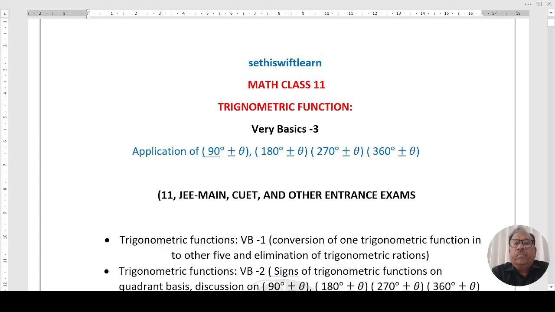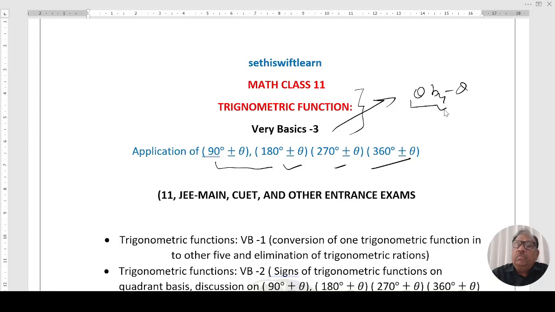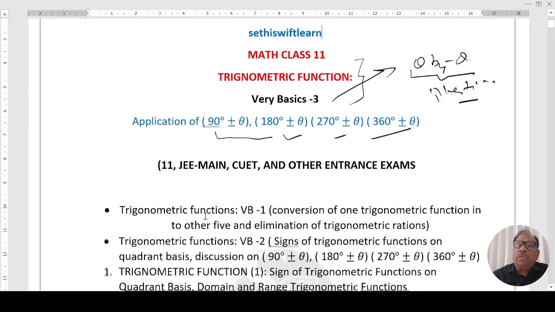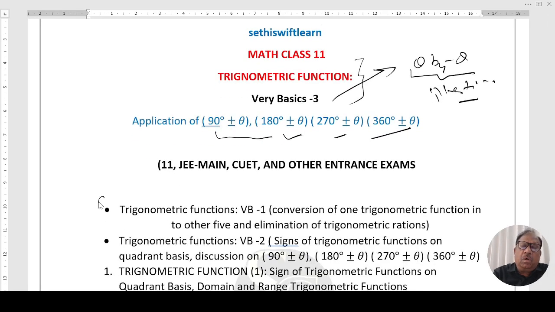Hello students, in today's session of trigonometric functional ratios, very basics on 90 plus minus theta, 180 plus minus theta, 270 plus minus theta, 360 plus minus theta, and if theta is replaced by minus theta, will be cleared through illustrations. In earlier session, we have discussed all these, which you can review on sethiswiftlearn.